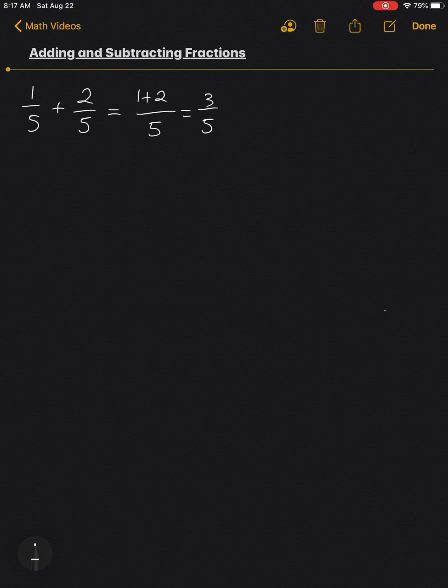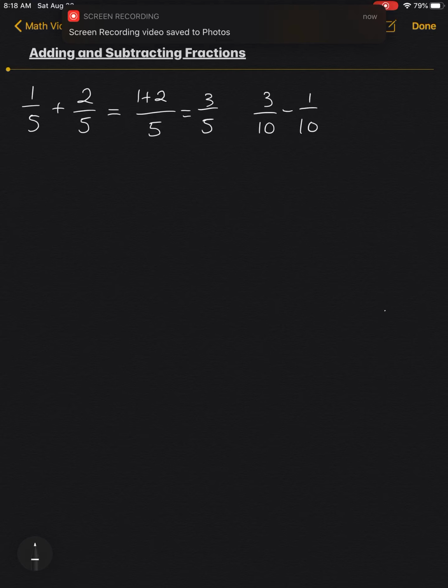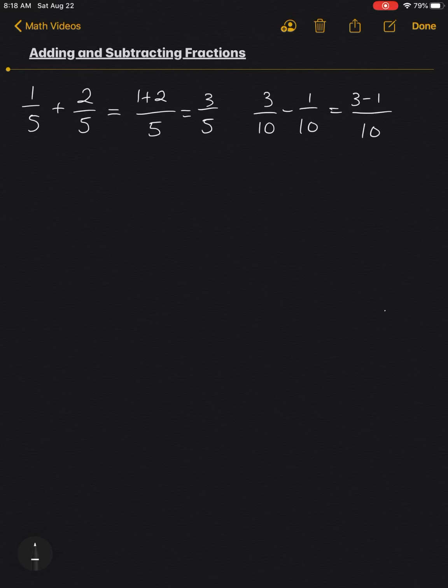Next, we do the exact same thing for subtraction. The bottom number is the same, so we keep it as 10. And then the top number is 3 and 1, so we take 3, subtract 1. We get 2 out of 10. This is how we can simply add and subtract fractions with common denominators.